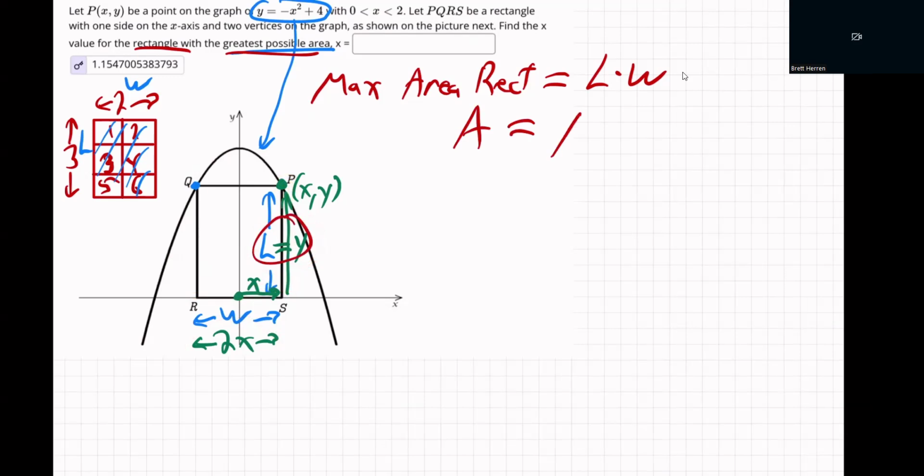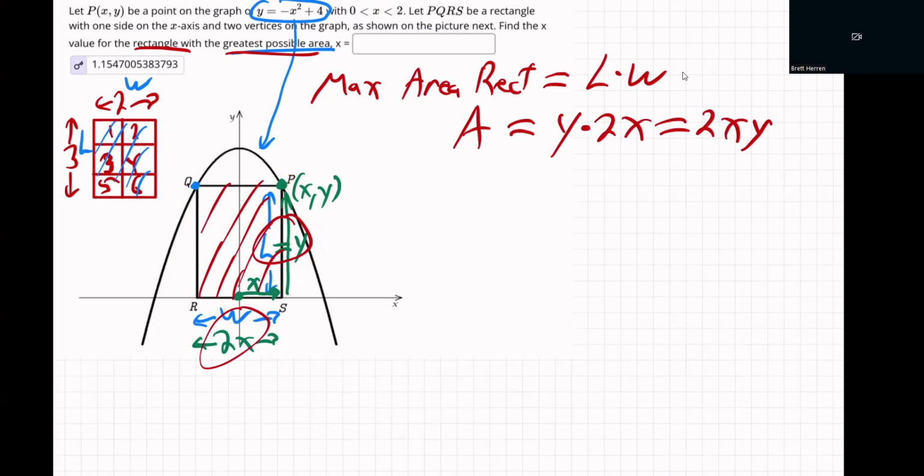The length is y, and the width is 2x. So you could just rewrite that as 2xy. So the area is 2xy. The area of this rectangle is 2xy.